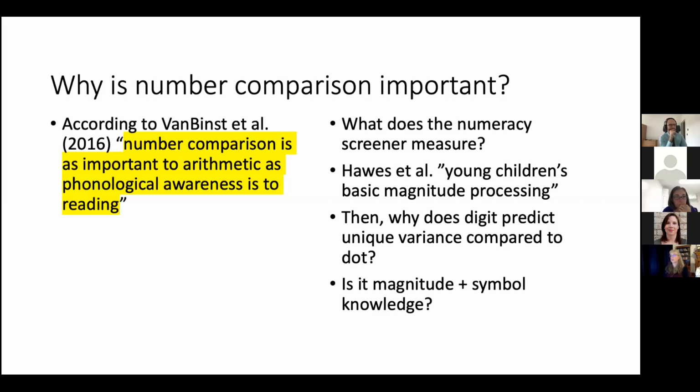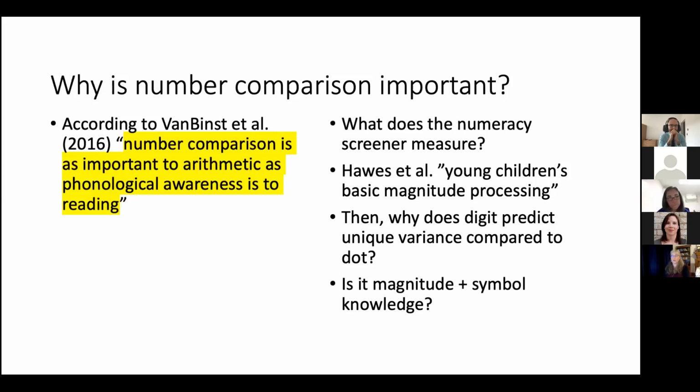And that's a very strong statement about the underlying processes that might be going on with number comparison and how they might be relevant to understand children's numeracy development. And that raises the question of what the numeracy screener actually measures. I mean, we know it measures comparisons, but what is that supposed to tell us about kids' processing? In Hawes et al., they said that the numeracy screener measures young children's basic magnitude processing.